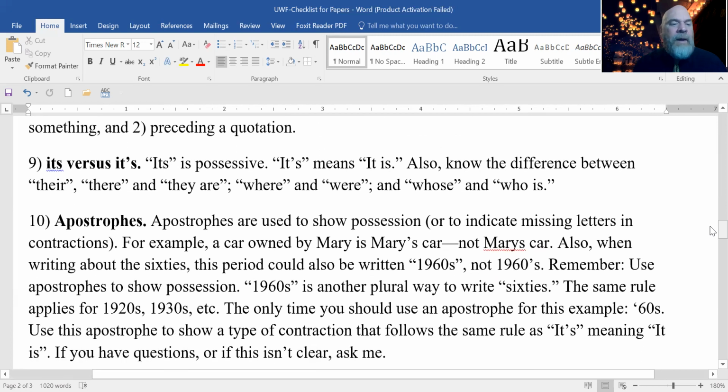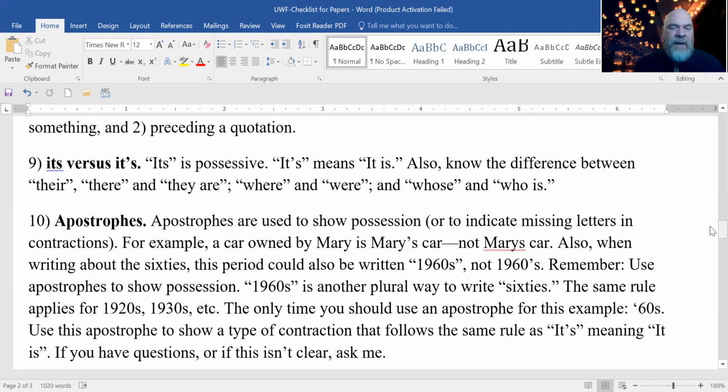My next one here is its versus it's with an apostrophe s. This should be fairly common or fairly obvious, and I know that most of you already know this, but just pay attention to it, because these words might not pop up on a spell check. So when you're doing a grammar check or spell check, this might not show up as being a problem, so you may miss it. So just pay attention to it.